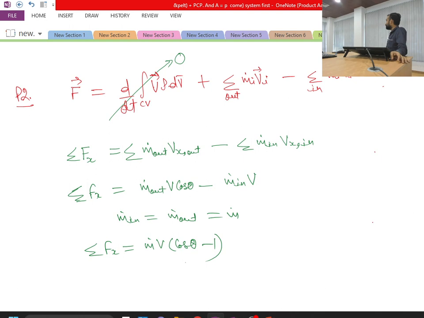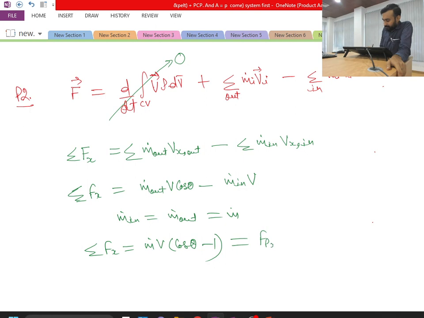All are fine with this? Now what will be the summation of Fx? The summation of Fx will be the sum of all the forces which are acting on this. So what are the forces acting on this?